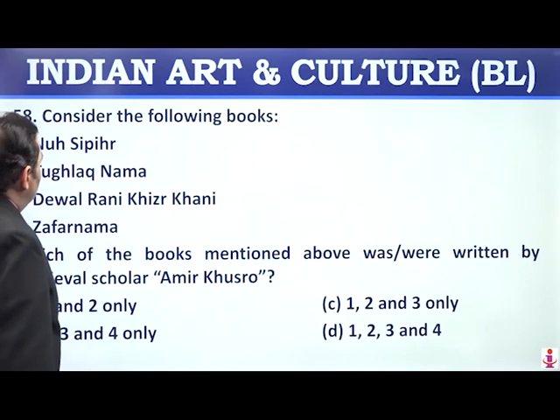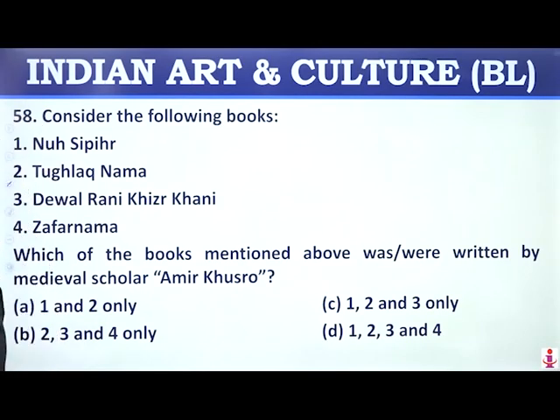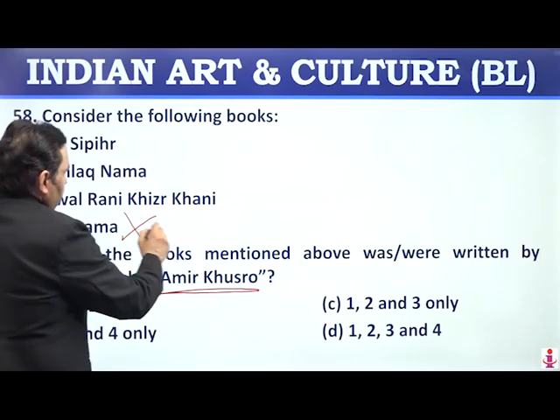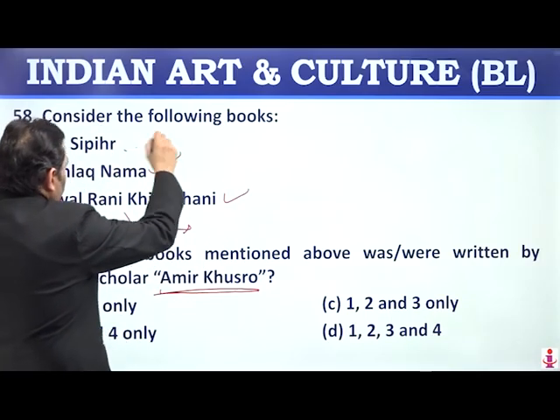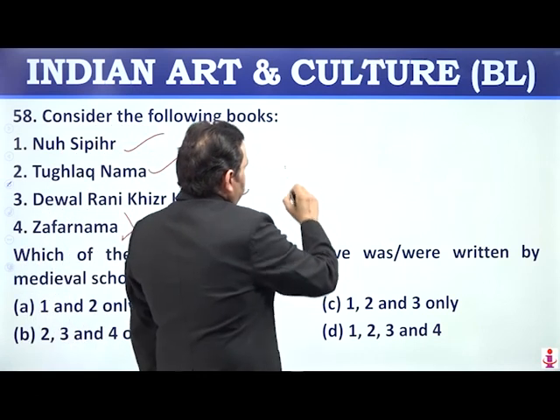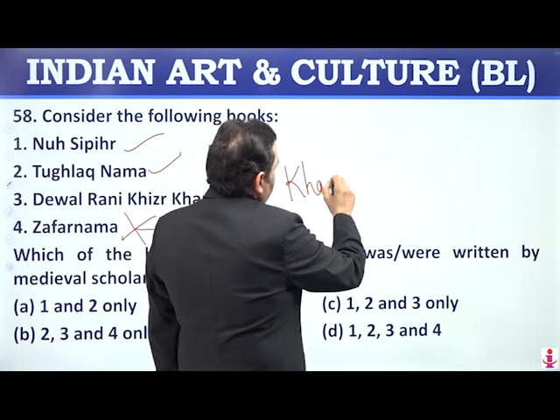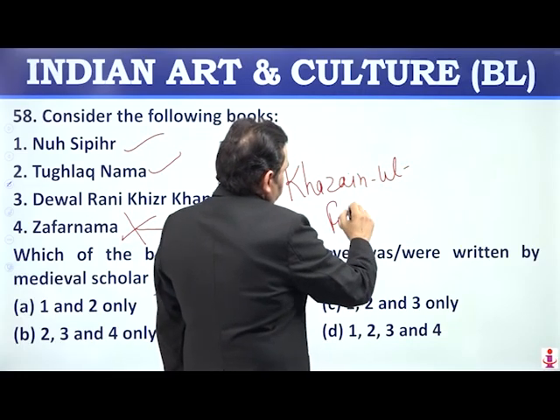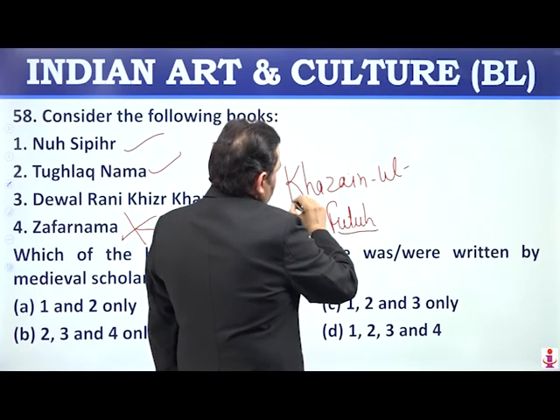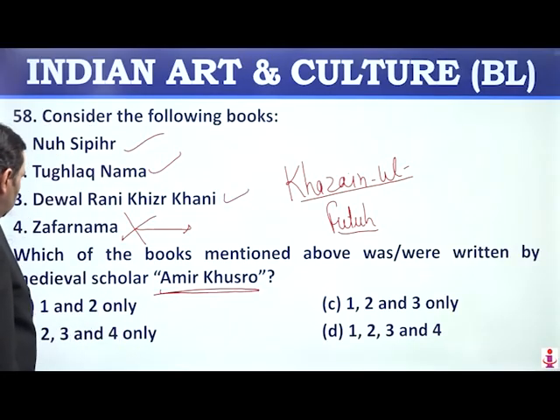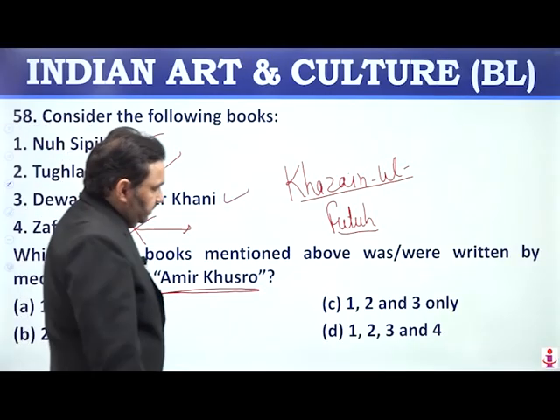58. Consider following books: Nuh Shifir, Tughlaqnama, Deval Rani, Khizr Khani, Jafarnama. Which of these were written by Amir Khusro? Amir Khusro did not write Jafarnama. This was written by Guru Gobind Singh. First three were written by Amir Khusro. Amir Khusro was also author of the most prominent book of Sultanate times, Khazin ul Futuh. So 1, 2, 3, not 4. Option C.